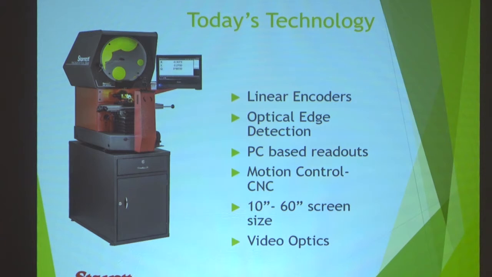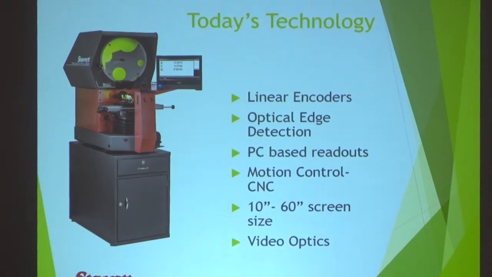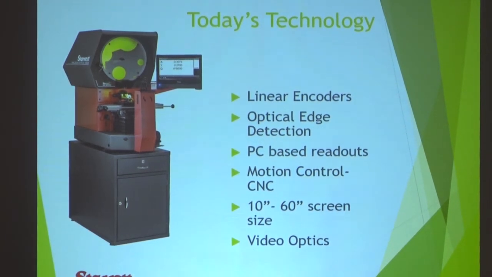And then now the readouts have gotten more sophisticated. We got PC readouts and all the power that the PC brings to the process, where you can network your data, you can store files, you can call up measurement routines. And then some systems also have motion control, CNC control. So now you can actually do repetitive measurements on parts that you measured once. Well, the next time you go to do it, you don't need to do it manually. You could run it automatically.